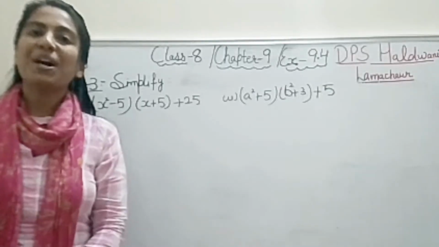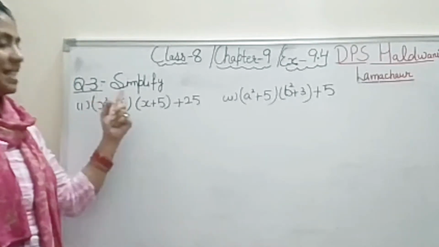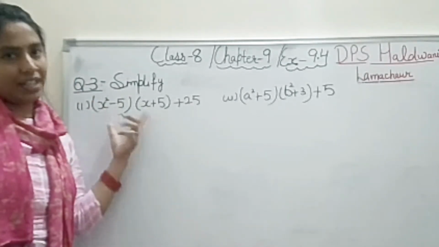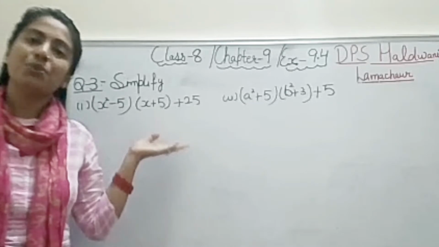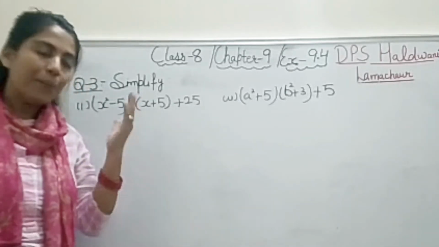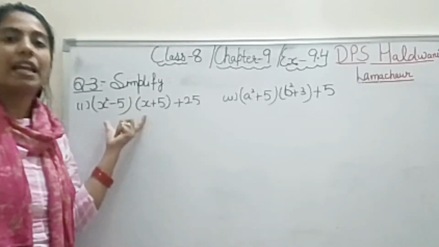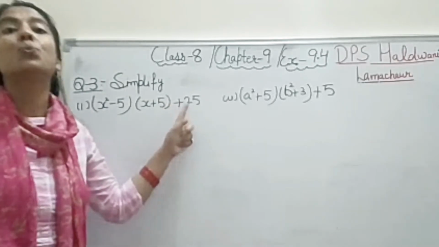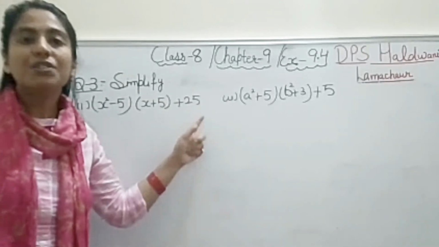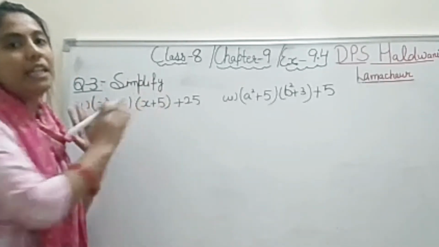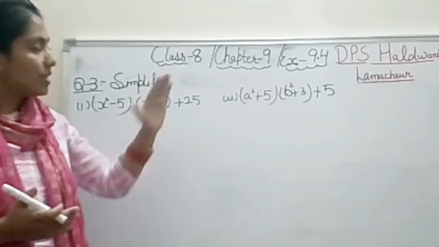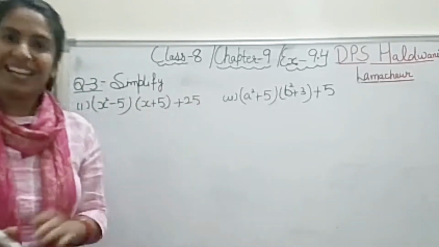Now student, coming to our question number 3. Simplify. Now student, again we have the same question. Simplify means you have to solve the equation, right? But here we have two brackets, and along with two brackets there is plus 25 also. So plus 25 is not included in the brackets because it is another term, right student?